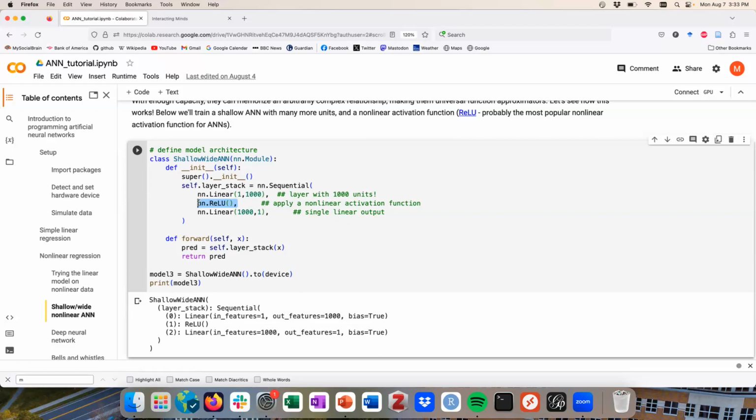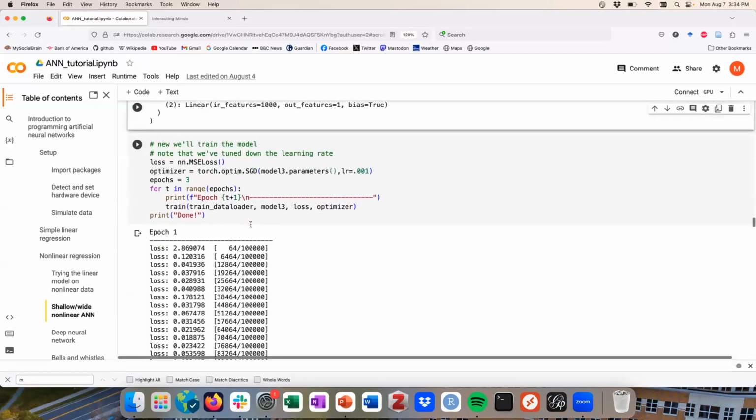ReLU in particular stands for rectified linear unit. I always get that wrong. This is basically a flat line and then some sloped line, right? So that's what we're seeing here. It's one of the most popular nonlinear activation functions, though we'll take a look at another one later.